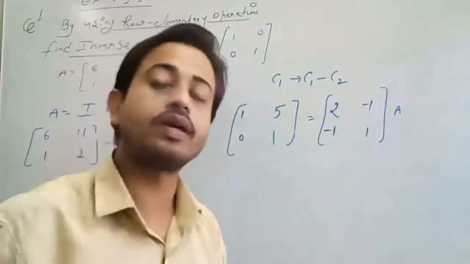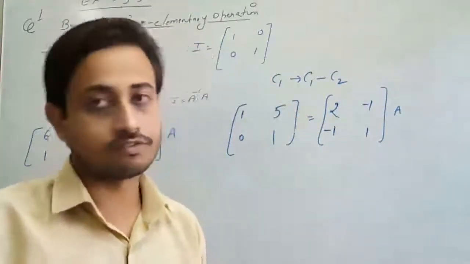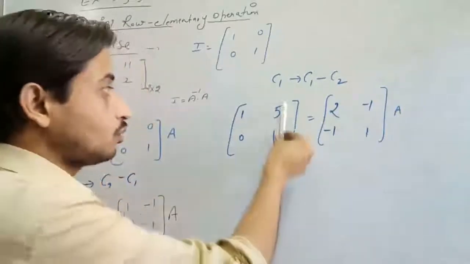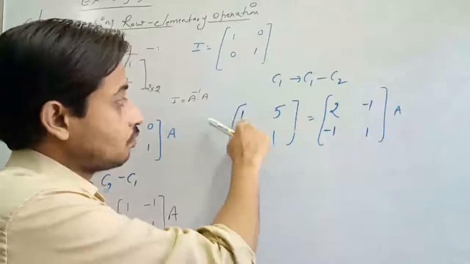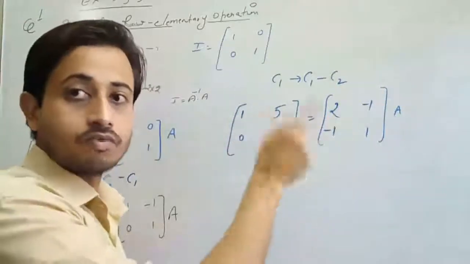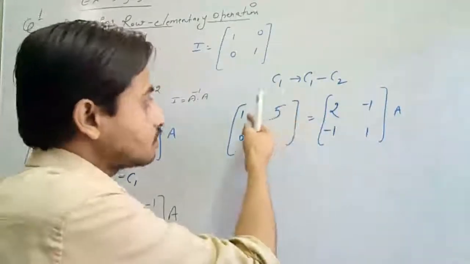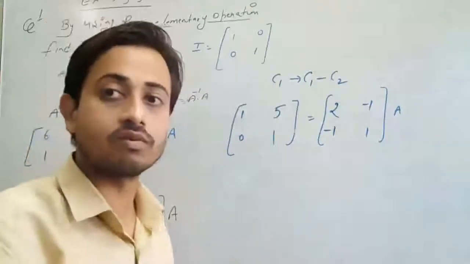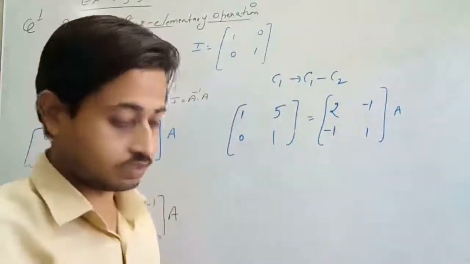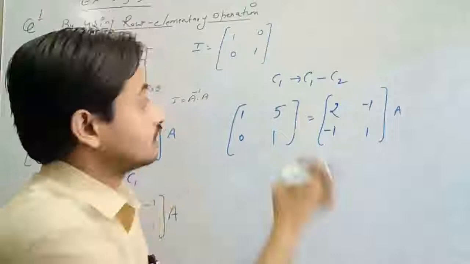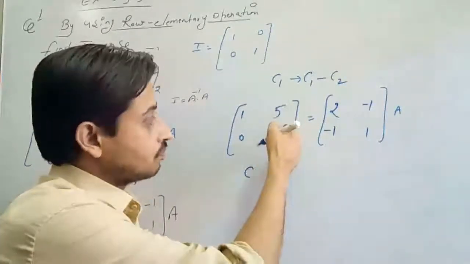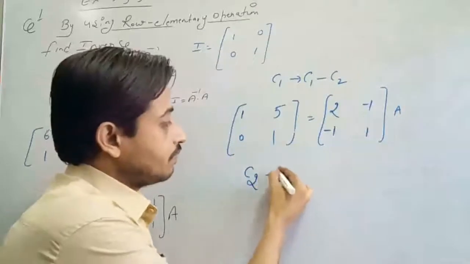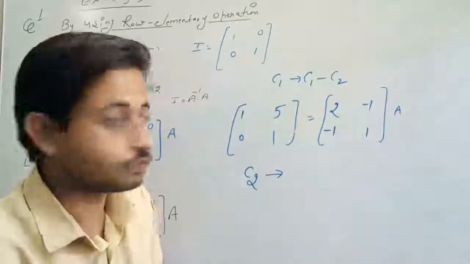And how will we obtain 0? 5 minus 5. It means we have to subtract 5. If we multiply 1 by 5, we get 5. Then 5 minus 5 we will get 0. It means we have to apply the third elementary operation. Now what do we have to change? We have to change our second column. So we are going to apply the elementary operation on C2.